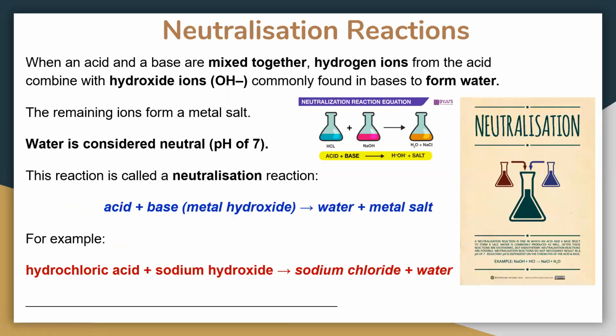Okay, when we're looking at neutralization reactions, like I said before, we have acid-base reactions where an acid and a base are mixed together. Okay, these are called acid-base reactions. When this happens, hydrogen ions from the acid combine with the hydroxide ions that are commonly found in bases to form water. Okay, and this is why when we have a neutralization reaction, the products of that reaction are always water plus a metal salt, always.